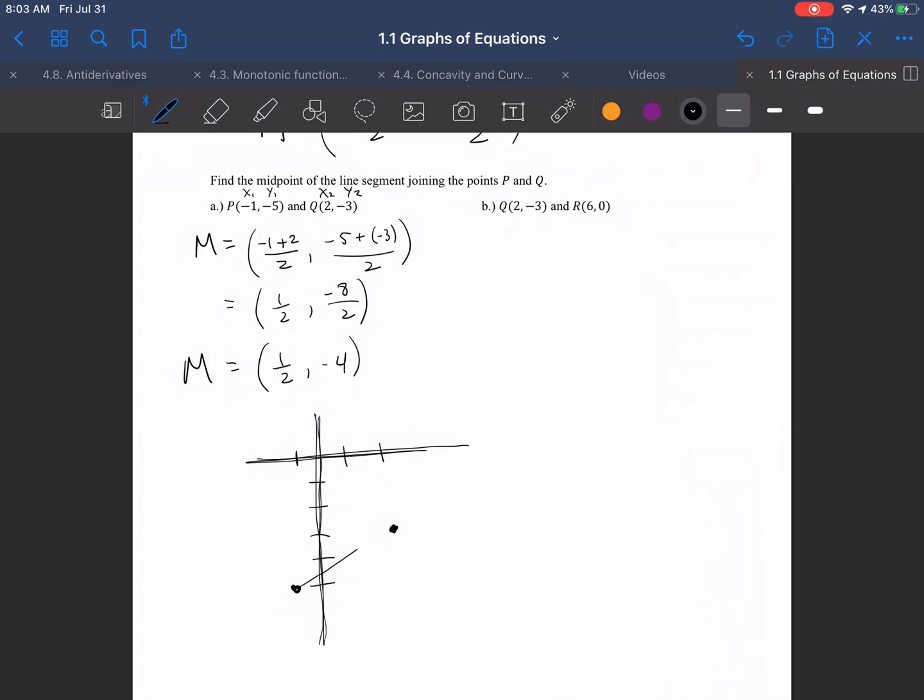If we connect them, you can see that our middle of it is maybe about right there, right about there. And if we go to the point 1/2, and we go to the -4, right there, look at that. That's right about where we landed just by eyeballing our midpoint. Okay, so that worked. Try that next one on your own and see how you can do it.